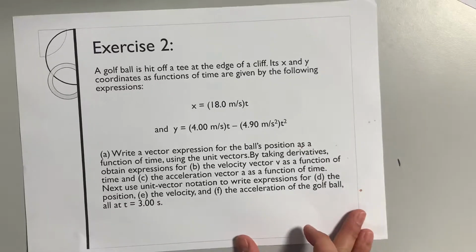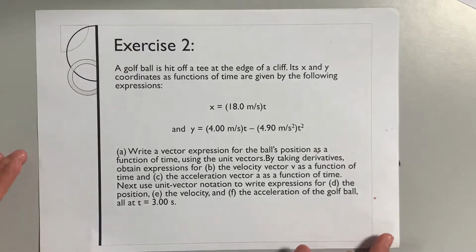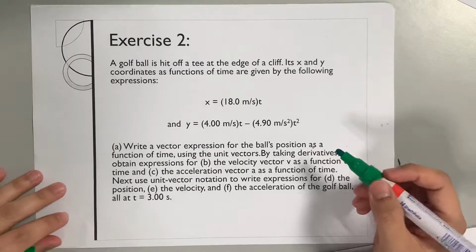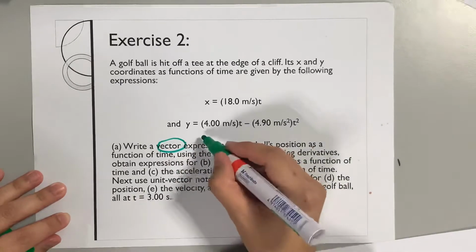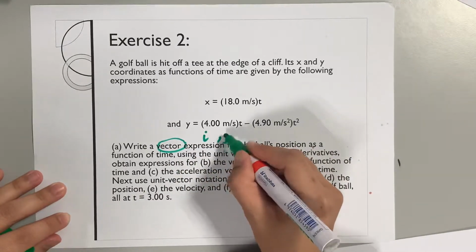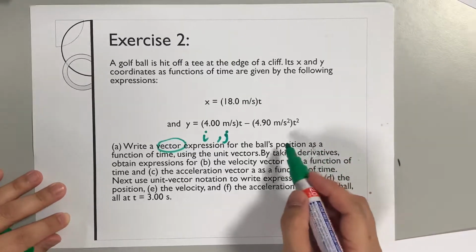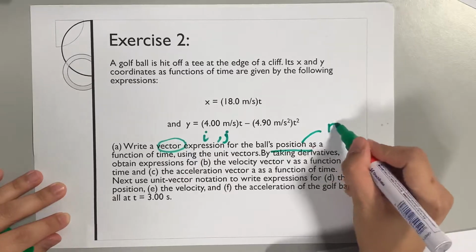Okay, now we move to the second exercise. A golf ball is hit off a tee. You read it yourself. First, write a vector expression for the ball's position as a function of time. Vector expression means you have to write in i and j. Ball's position means you have to write r.